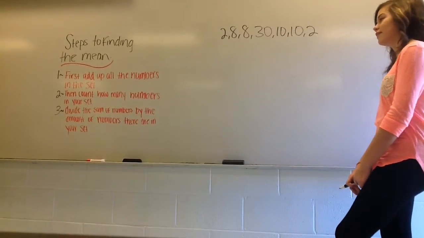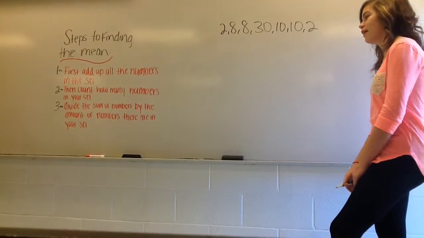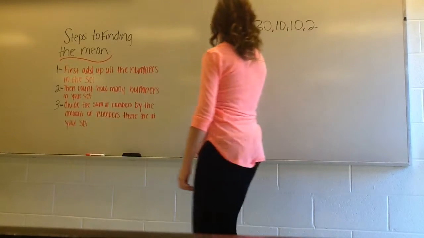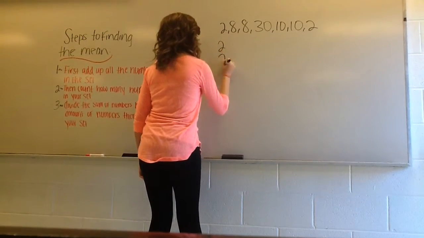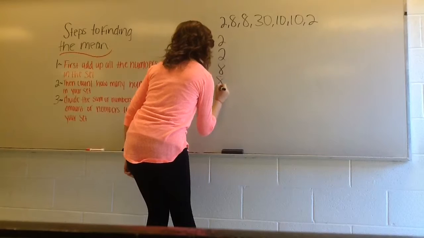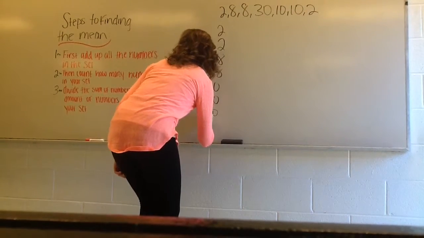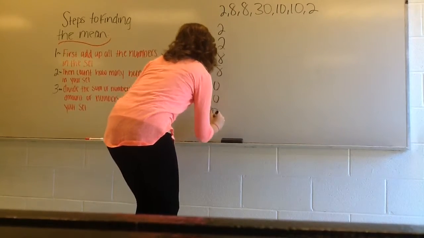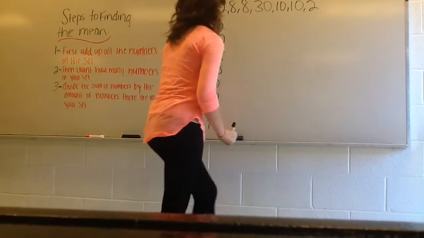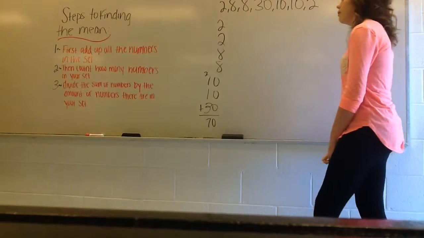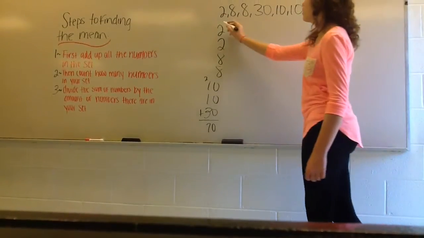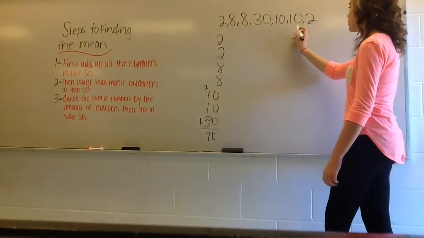Now for our second example of finding the mean. First we're going to add up all the numbers in the set. So it's 2, 2, 8, 8, 10, 10, and 30, which equals 70. And then we're going to count how many numbers are in our set. So there's 1, 2, 3, 4, 5, 6, 7.